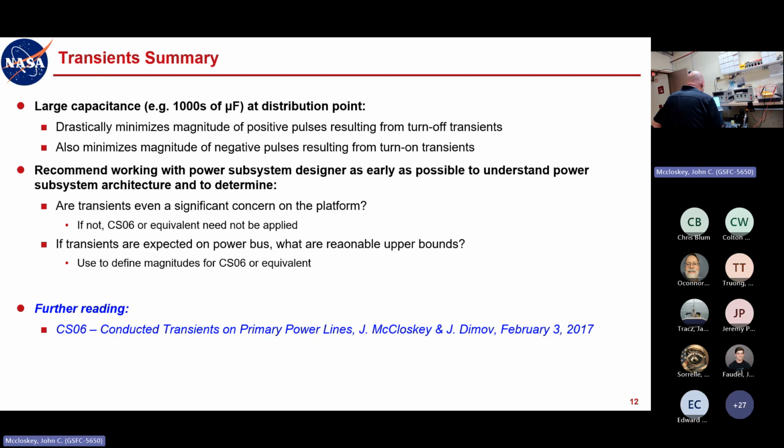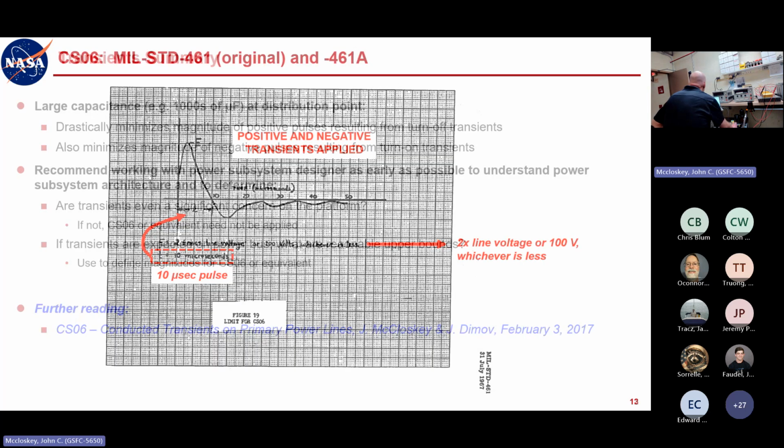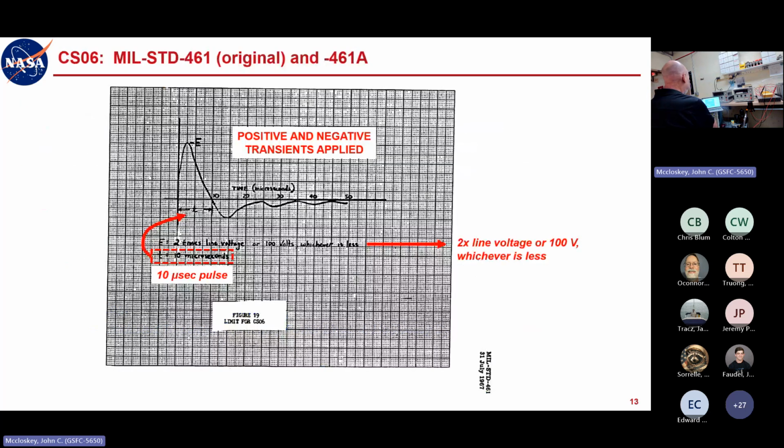Again, further reading is that CS06 app note that I'll make available in the folder when I post the video, and these charts. Okay, anybody have any questions so far? Now we're going to talk about the CS06 test method and equivalent.